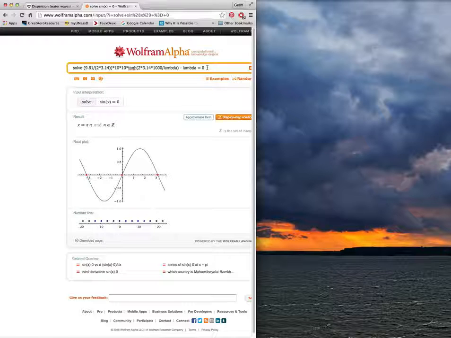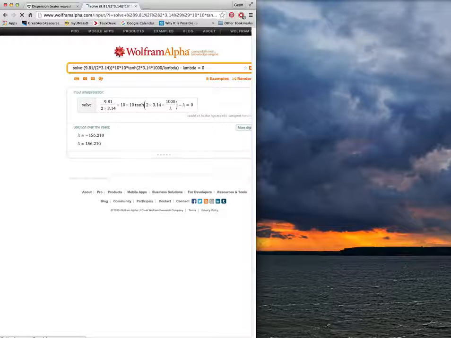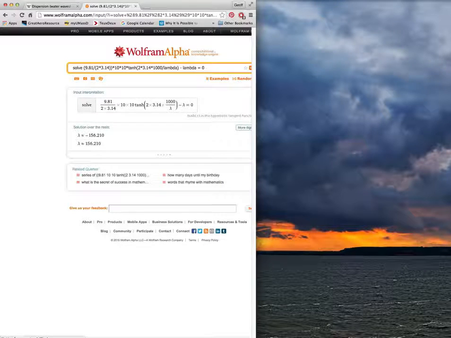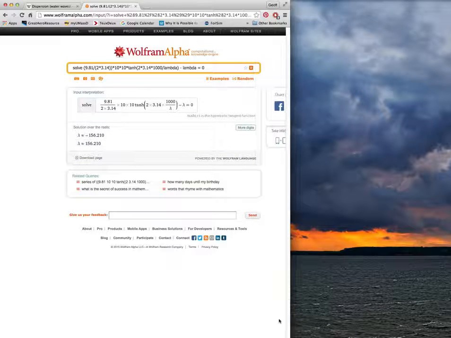Let me just double check this. 9.8 over 2 times pi times 10 times 10 tanh. Looks okay to me. Let's see what Wolfram has for me here. Okay, so it came up with a solution. There are some options to this solution, like more digits. I don't really want more digits, so this is fine.